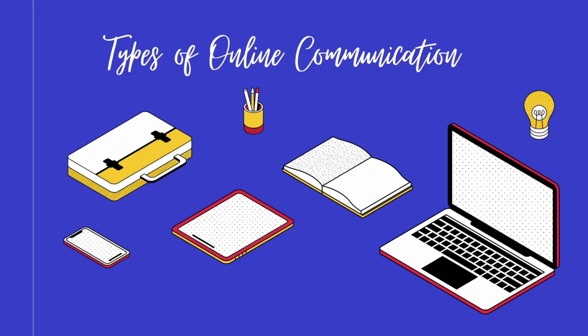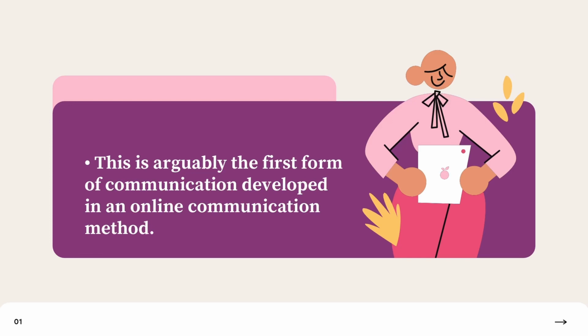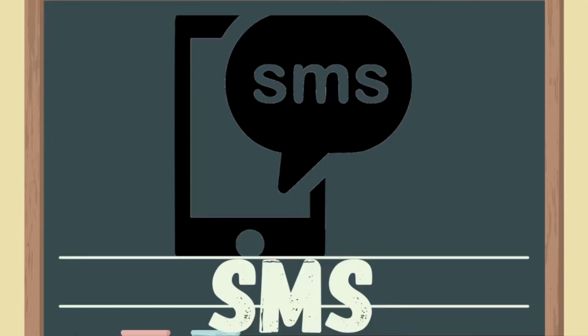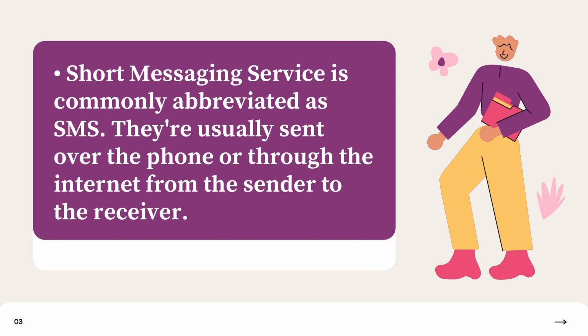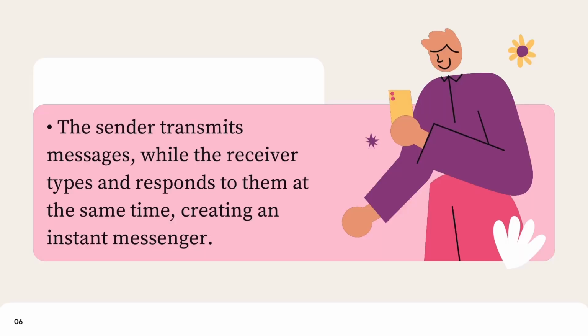There are 5 types of online communication. First is emails. Email is the first form of communication developed in online communication methods. It is one of the fastest ways and is deemed to be professional everywhere. Second is the SMS. Short messaging service is commonly abbreviated as SMS. They are usually sent over the phone or through the internet from the sender to the receiver. Third is the instant messenger. Unlike other forms, the recipient in this one is always online or available to receive messages. The sender transmits messages while the receiver types and responds to them at the same time, creating an instant messenger.